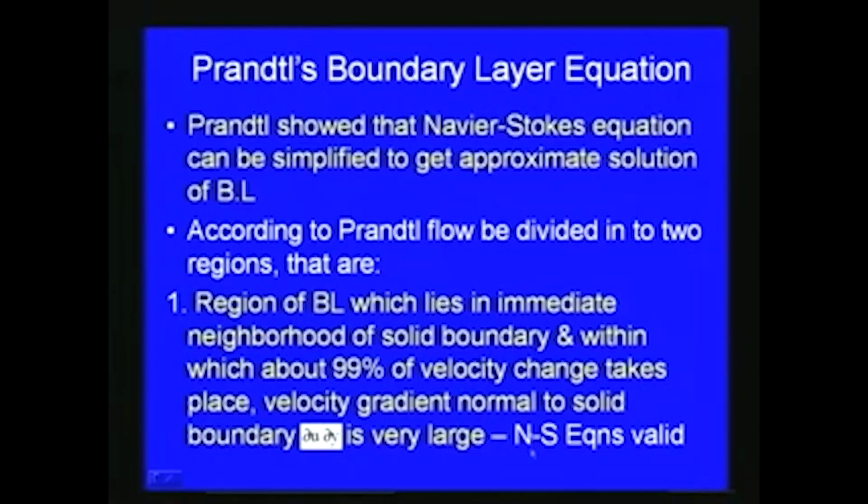So according to Prandtl, the flow can be divided into two regions: the first one within the boundary layer, and the second above the boundary layer. The first region is the region of the boundary layer, which lies in the immediate neighborhood of the solid boundary and within which about 99% of the velocity change takes place, and the velocity gradient is normal to the solid boundary. So here, for example, del u by del y is very large, and the Navier-Stokes equations are valid. We have already seen the Navier-Stokes equations.